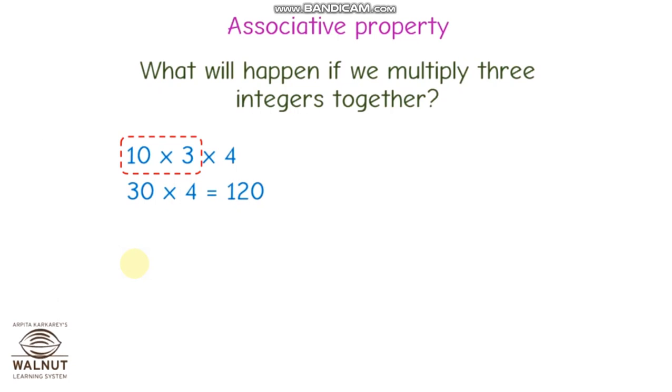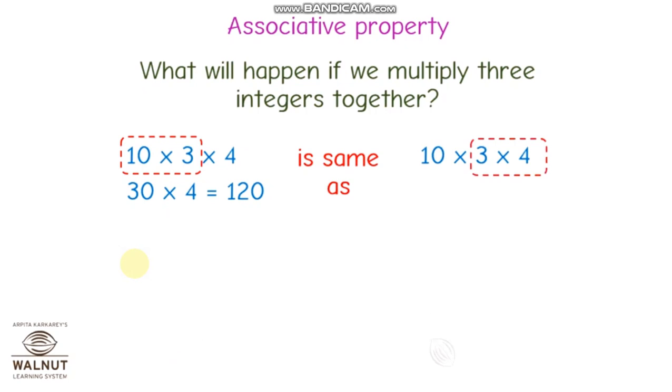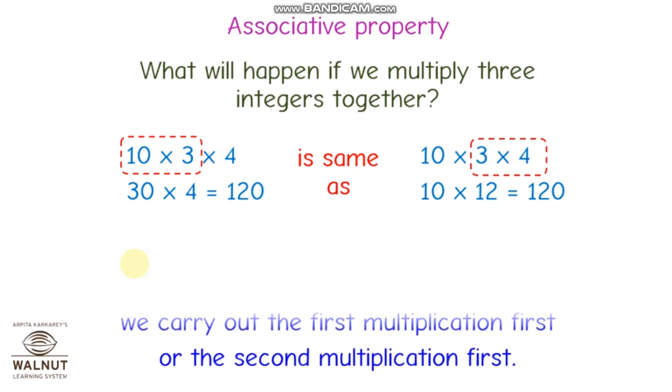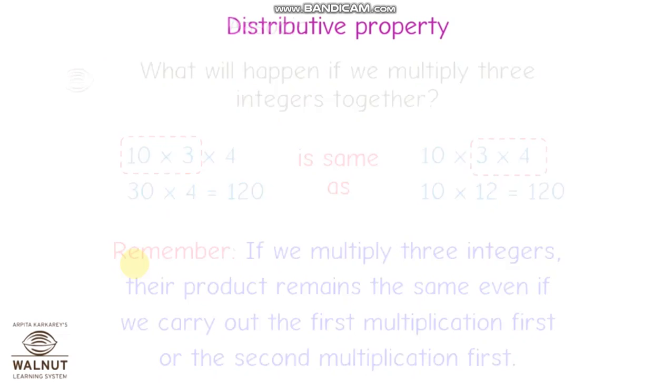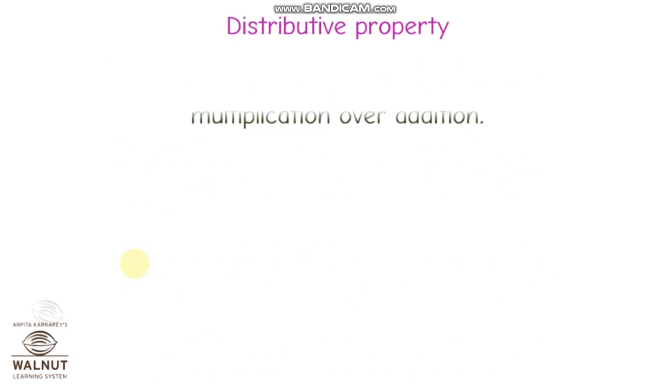Now I change the brackets here. In 10 into 3 into 4, the bracket is now on 3 into 4. 3 into 4 is 12. Then 10 into 12 is 120. The answer is the same, 120 is equal to 120. So what we conclude from this example is that if you change the brackets when you multiply three integers, their product remains the same. We can carry out the first multiplication first or the second multiplication first. So it satisfies the associative property.